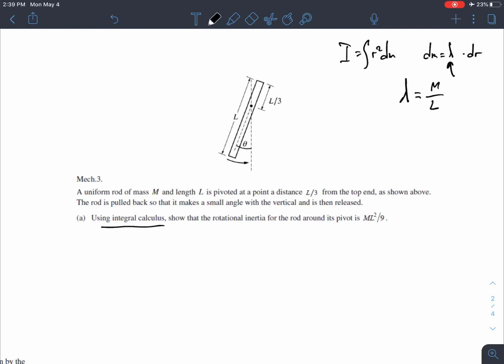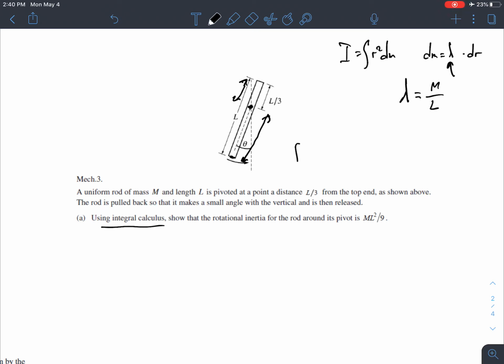Okay, so I'm just going to give you one other tip here, and then I'd like you to pause this and try to do this problem real quick. The trick with this one is this is where the axis is. I need to integrate from here to here, and then I also need to integrate from here to here. There are two different pieces.